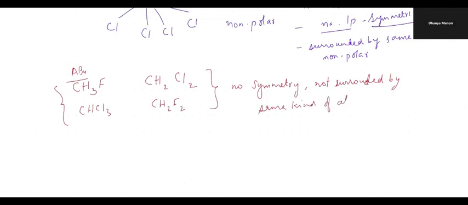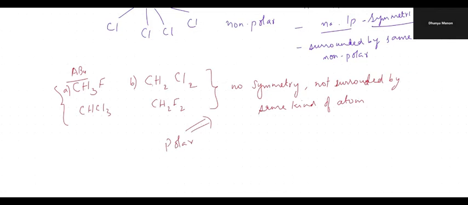Like the first one, with carbon there are 3 hydrogen and 1 fluorine. With the second one, B, there is carbon connected to 2 hydrogen and 2 chlorine, not the same kind of atom, right? So all of them are polar. Okay, so you have to check this also.